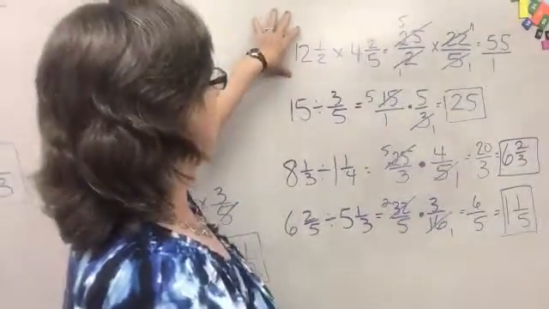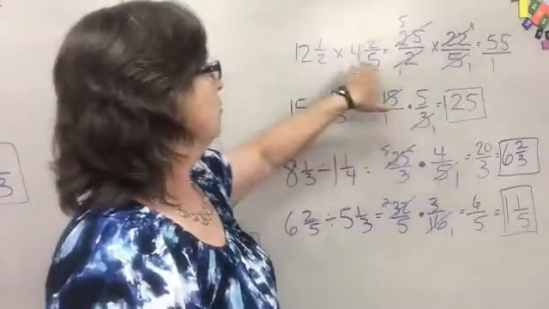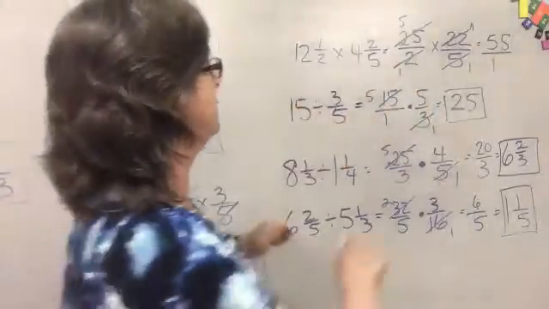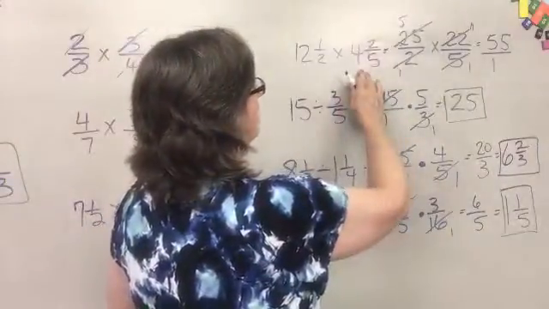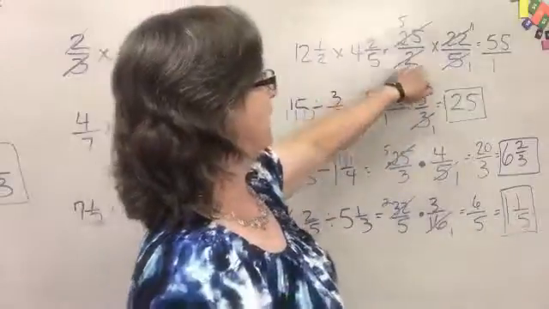Okay, so now 12.5 we had to turn into its improper form. 4 2/5, when we get this in its improper form, is 22/5. And then I have some cancellation.